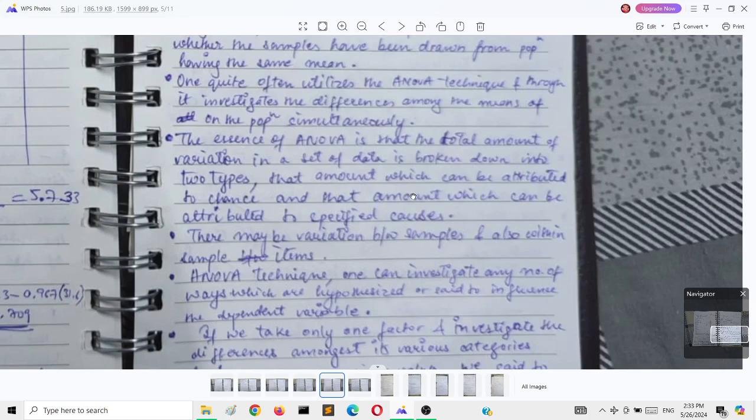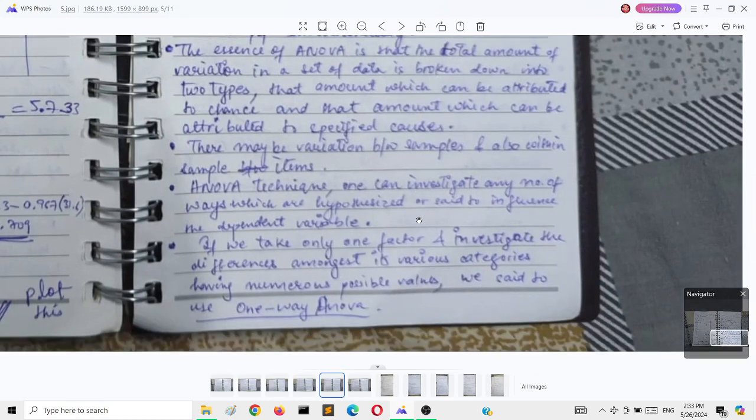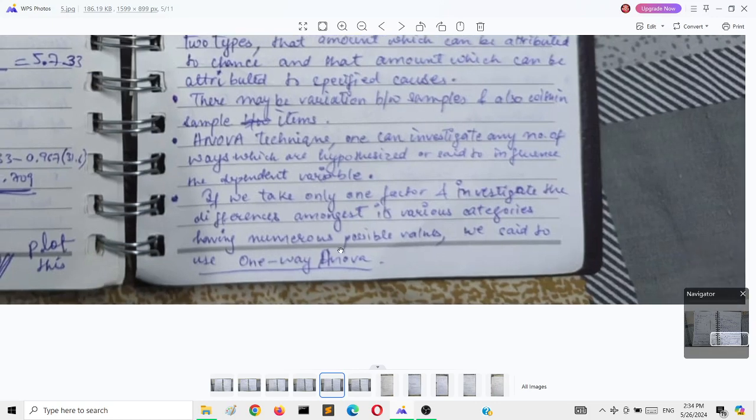That amount which can be attributed to chance, and that amount which can be attributed to specific causes. There may be variation between the samples and also within the sample items. Another technique: one can investigate any number of ways which are hypothesized to influence the dependent variable. If we take only one factor and investigate the differences among its various categories having numerous possible values, we are said to use one-way ANOVA.